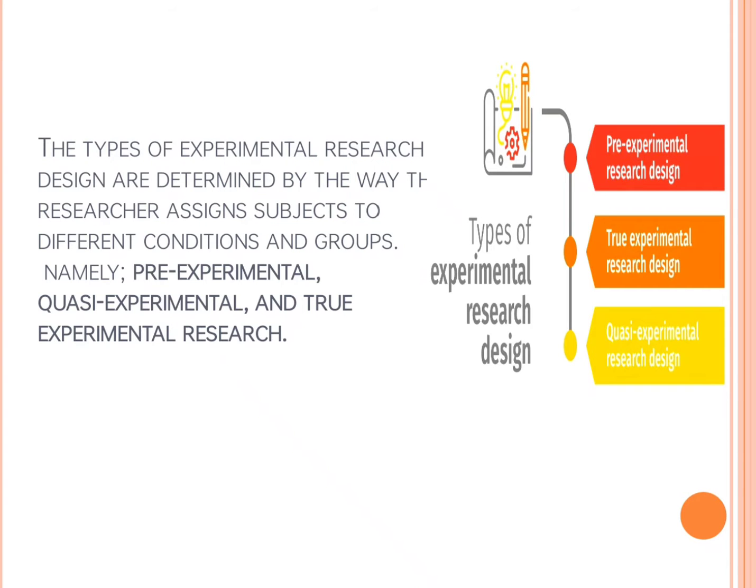Now let's have the types of experimental research design, which are determined by the way the researchers assign subjects to different conditions and groups. We have pre-experimental, quasi-experimental, and true experimental research.